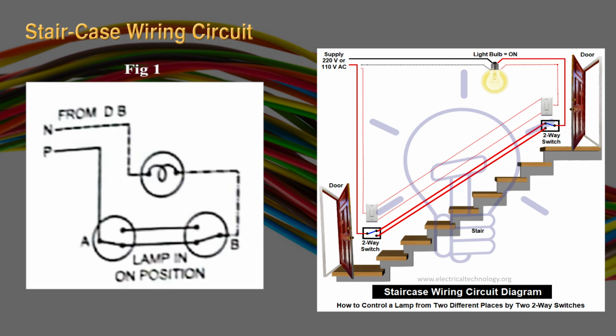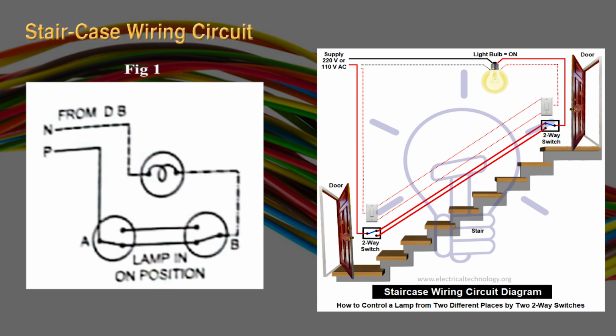Suppose you want to go to the top floor and switch on this light. This switch can be operated from the lowest staircase, and it can also be controlled by another switch on the top floor. So you can see that switch A is on the ground floor and switch B is on the upper floor.